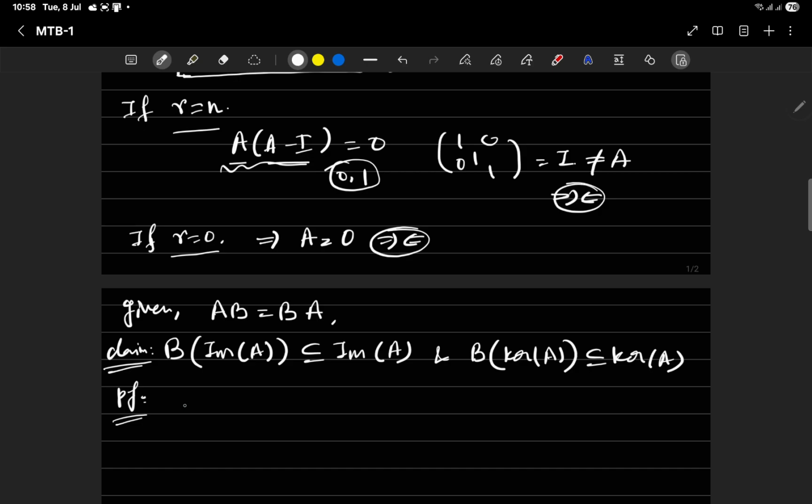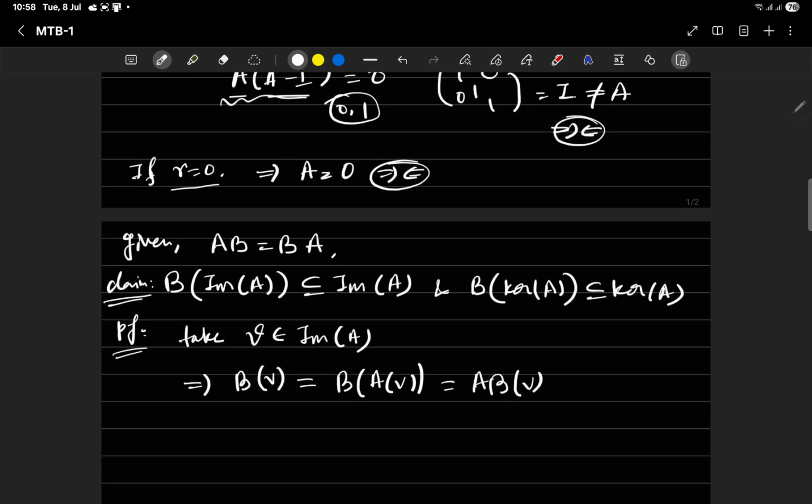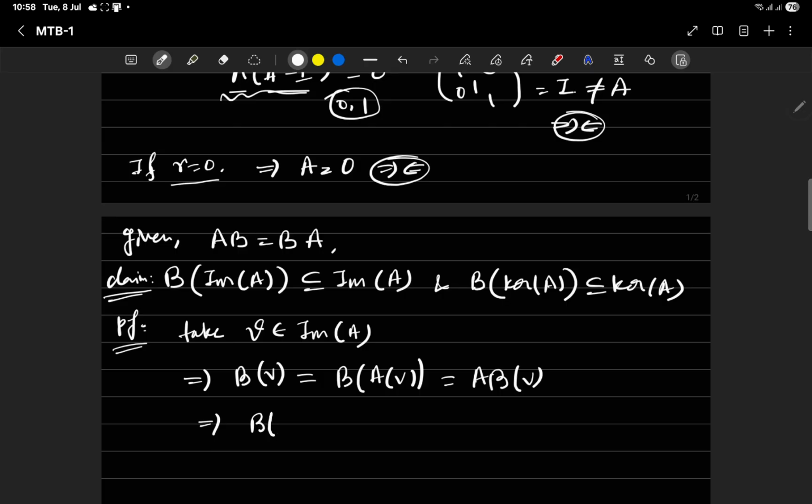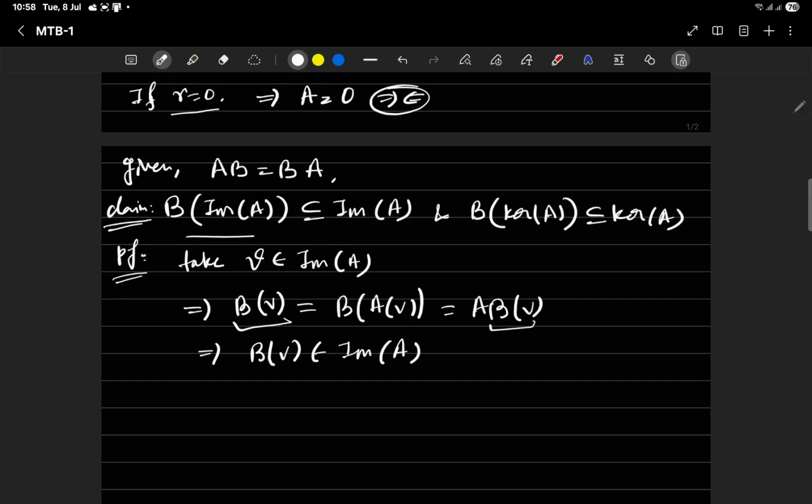Now take V belongs to image of A, and we have to prove BV is also in image of A. So BV is equal to what? B A of V', or you can say A of V actually, sorry. But B A of V means A B of V. Then that means BV belongs to the image by the property again, because BV is a vector which is invariant under A, A BV equal to BV. So it is proved that B maps image of A inside itself.